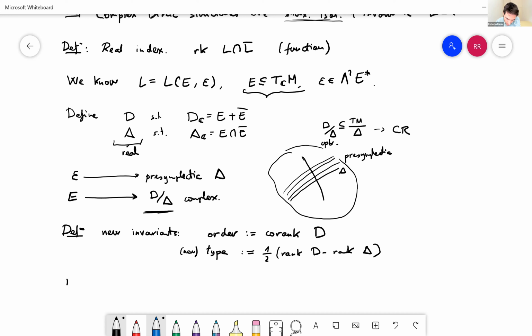So now we have these invariants. You can prove some relation between them. I'm not going to enter there now. Real index, more like bounds, in the same sense the type was bound. And it happens that for generalized complex, the real index is 0. The order is bound by the real index, so this is 0, and the type was just taking values between 0 and n.